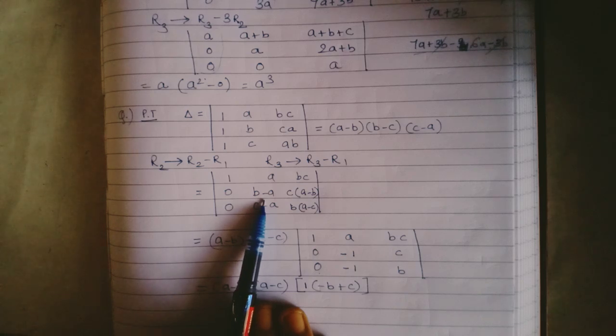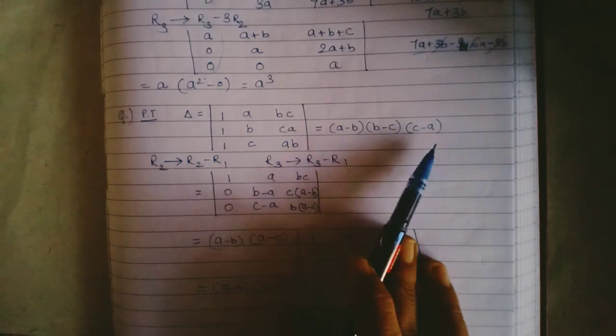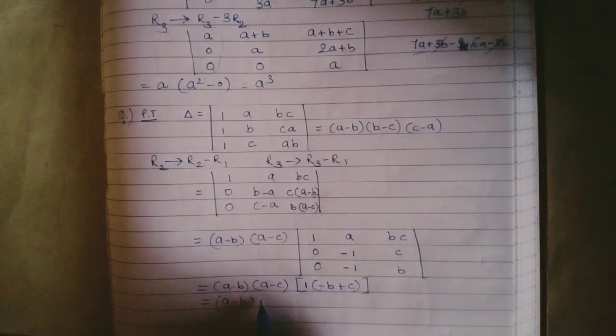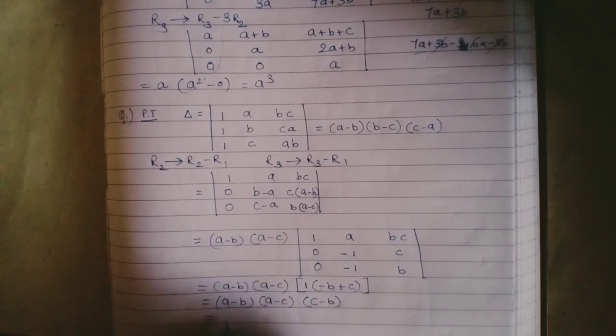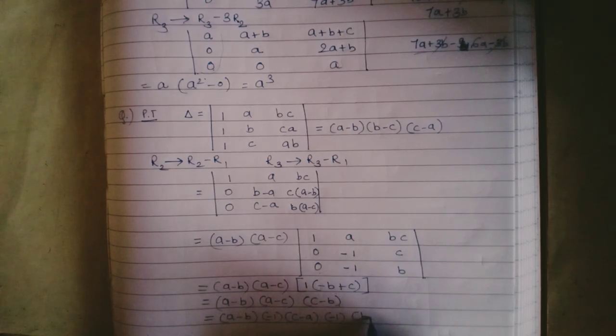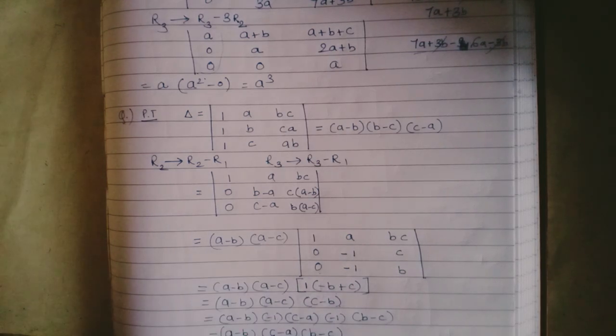This is minus B minus A, minus B, B minus C, and C minus A. So if you take minus outside from this, this will be C minus A, and minus outside from B minus C, so this is B minus C. Minus minus is plus, you will get A minus B, C minus A, and B minus C. Okay.